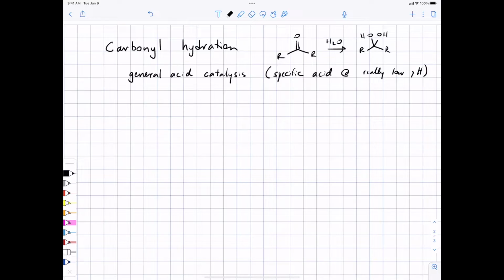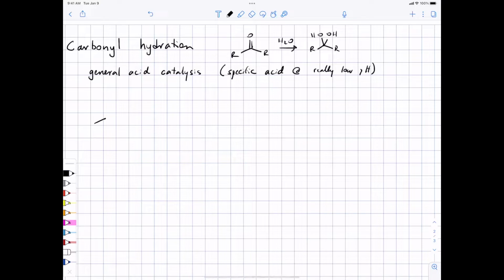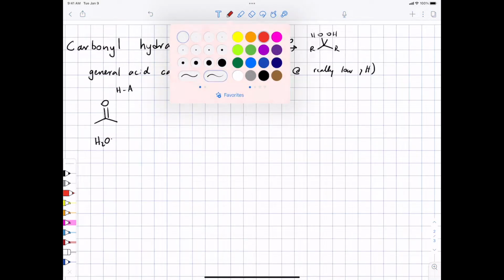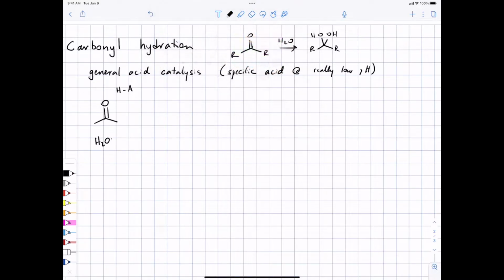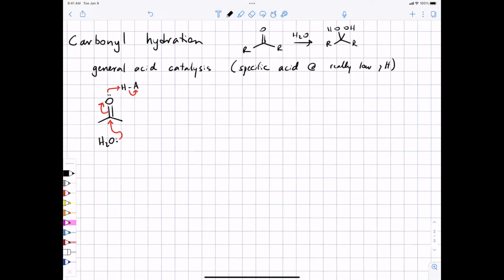Though specific acid catalysis, where you protonate first and then the slow step, happens too at really low pH. And the basic issue as for general acid catalysis, let me just draw out a proposed mechanism for general acid catalyzed carbonyl hydration. The idea is that water attacks at the same time as the carbonyl gets protonated by the acid. And you can rationalize this in a few different ways, but the idea is water's not a good enough nucleophile to attack the carbonyl directly.